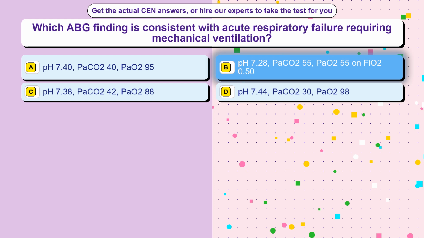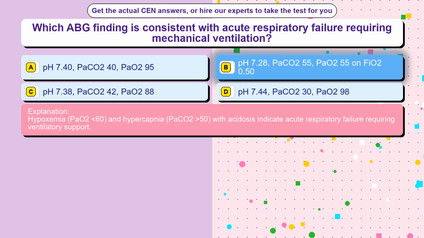The correct answer is option B, pH 7.28, PaCO2 55, PaO2 55 on FiO2 0.50. Hypoxemia, PaO2 less than 60, and hypercapnia, PaCO2 greater than 50, with acidosis indicate acute respiratory failure requiring ventilatory support.